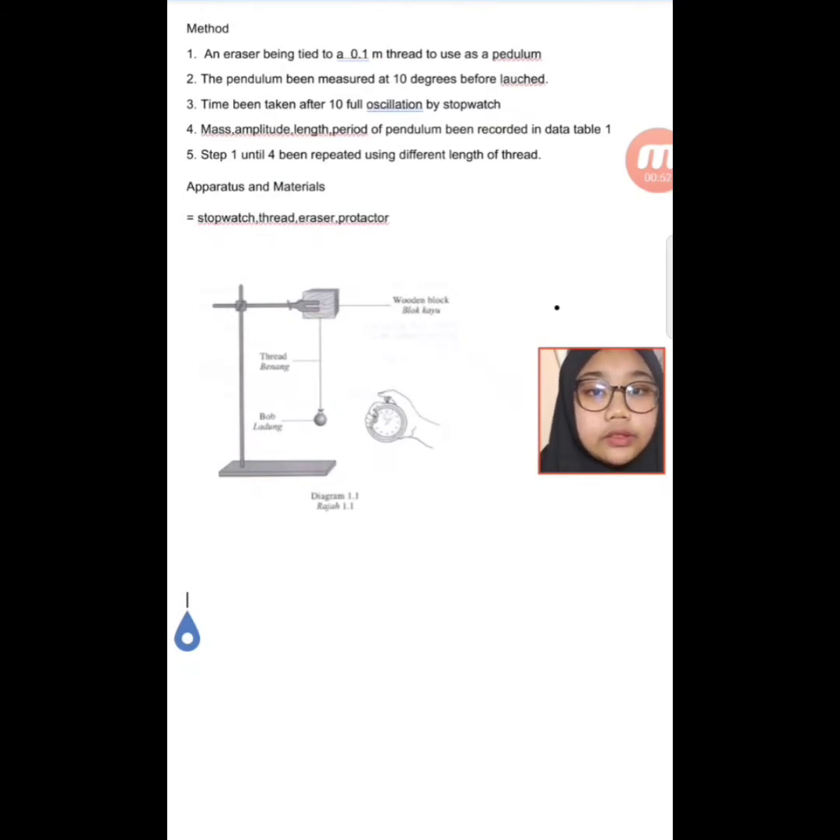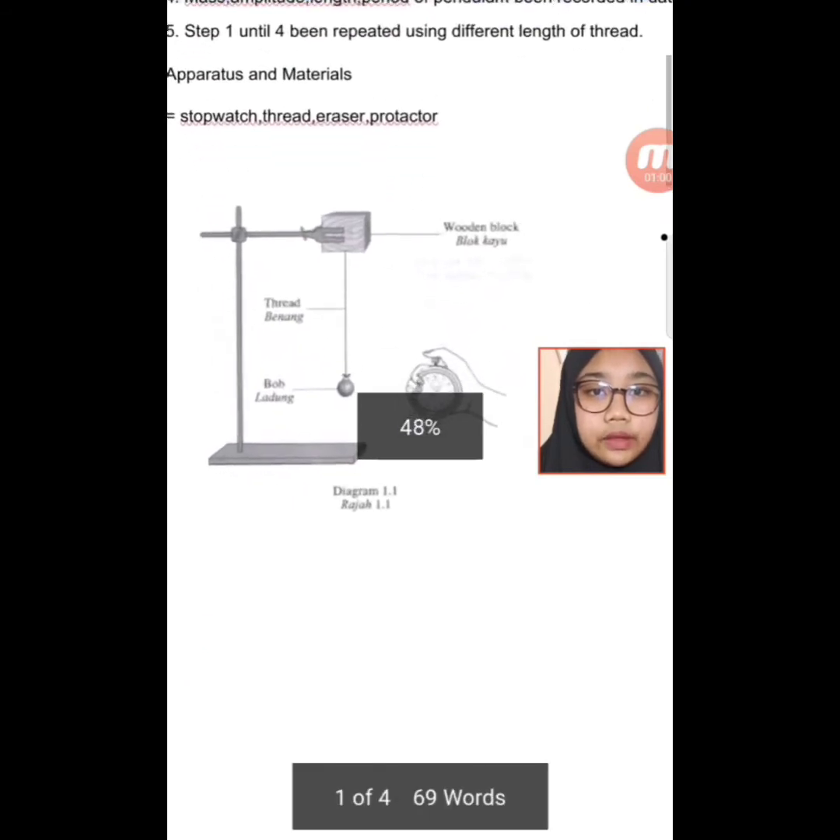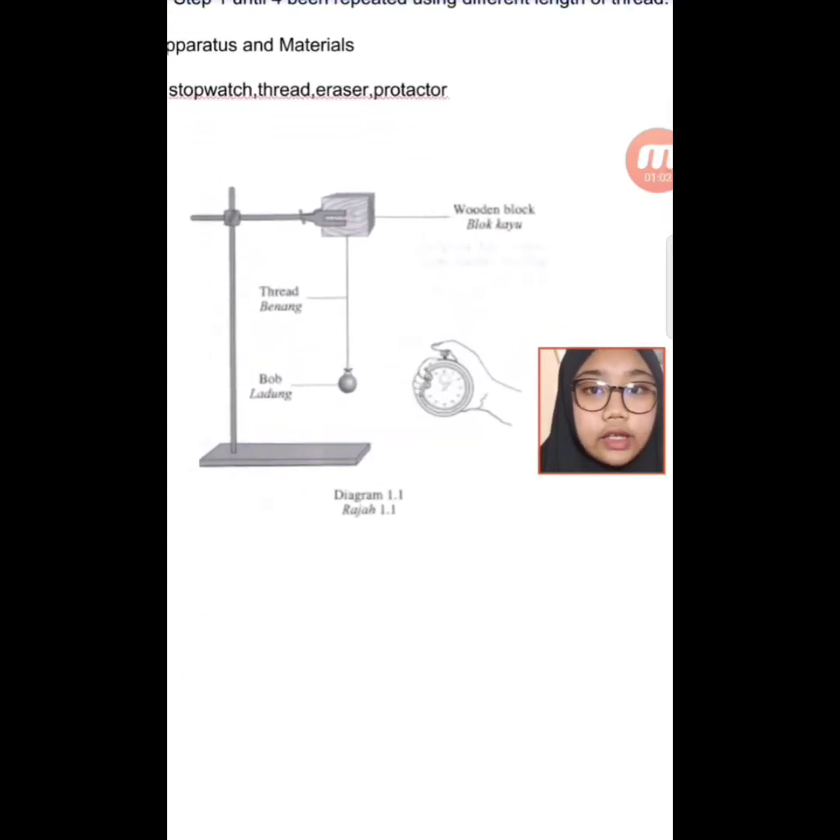The apparatus and materials of this experiment are a stopwatch, thread, eraser, and also a protractor. So you can see in diagram 1.1, here is how we do the experiment.